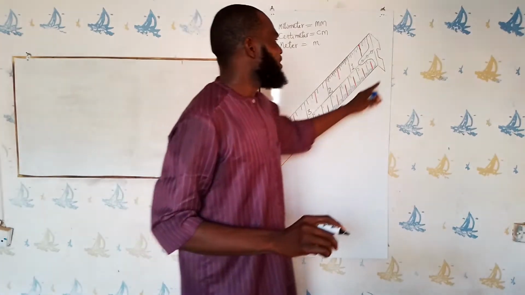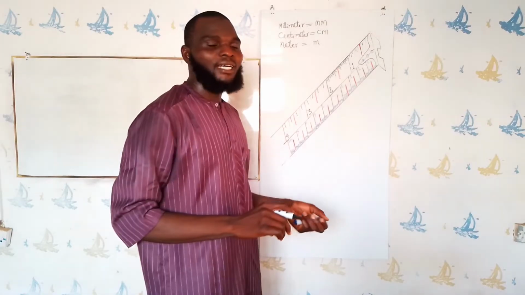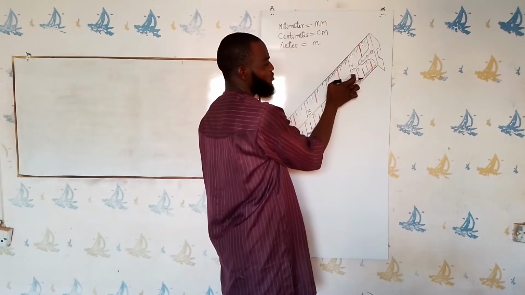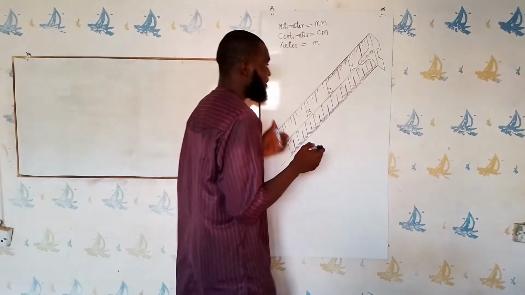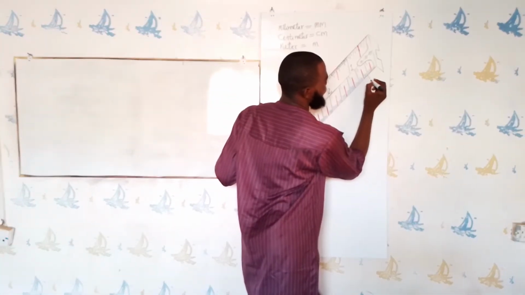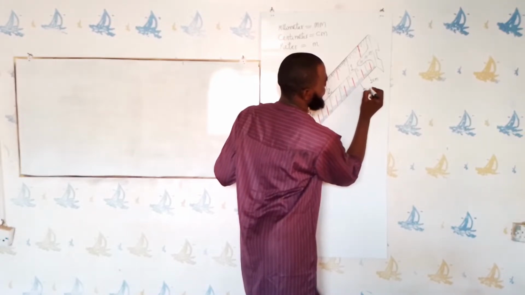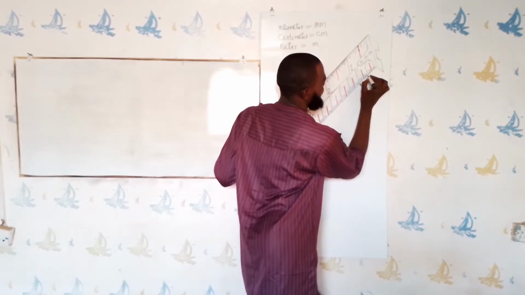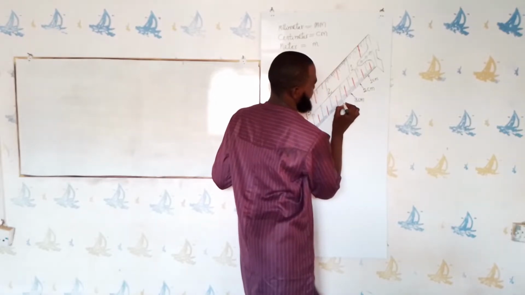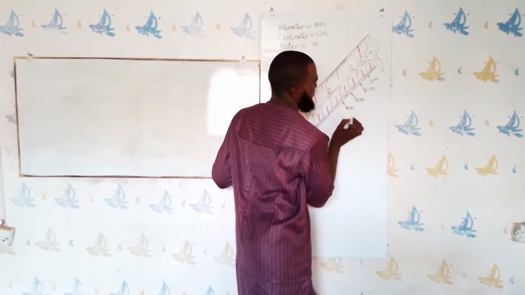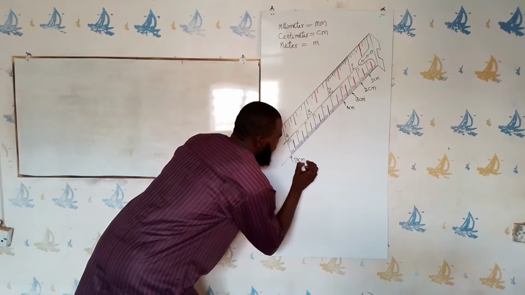Now, ordinarily, naturally, the tape rule is graduated in centimeter. What do I mean by that? It means each one, you see this 1, 2, 3, 4, 5, 6, 7, 8, 9, 10, are in centimeter. So you can say that this is 1 cm, this is 2 cm, this is 3 cm, this is 4 cm, and so on and so forth, while this last one we have here is 10 cm.